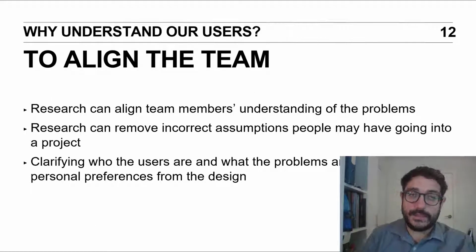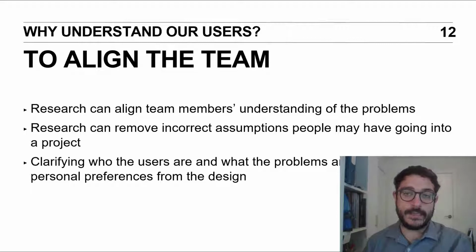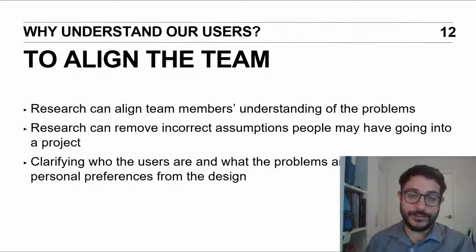So why do we need to understand users again? Because we need to align with the team. Research can align team members' understanding of the problems. Research can remove incorrect assumptions people may have going into a project. And clarifying who the users are and what the problems are helps remove personal preferences from the design.